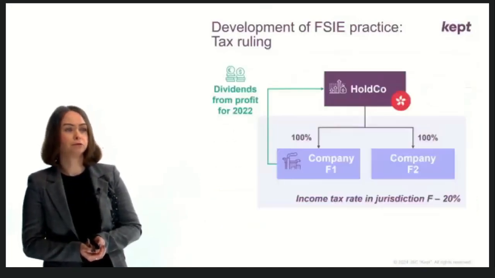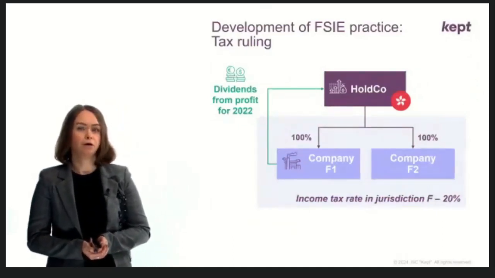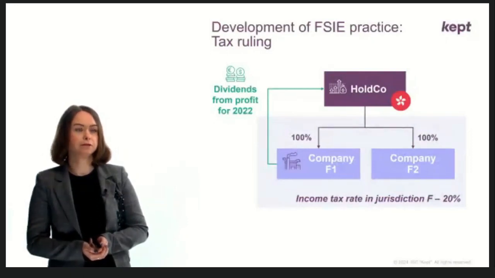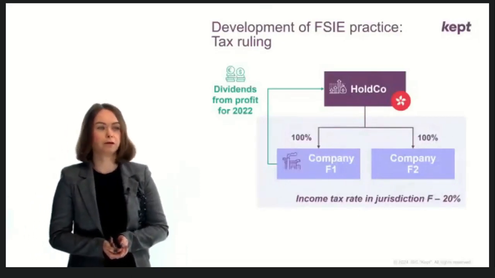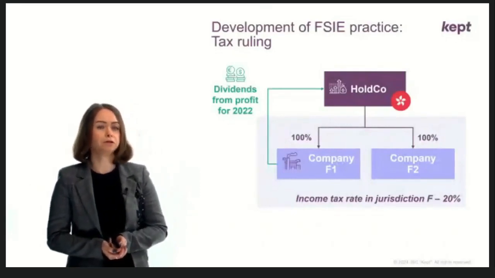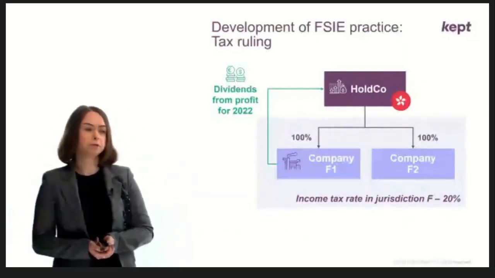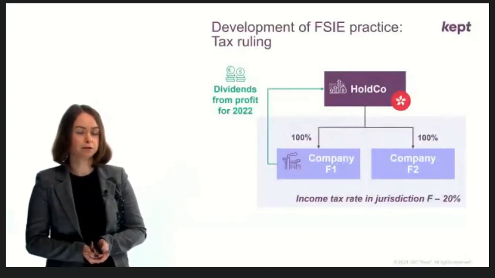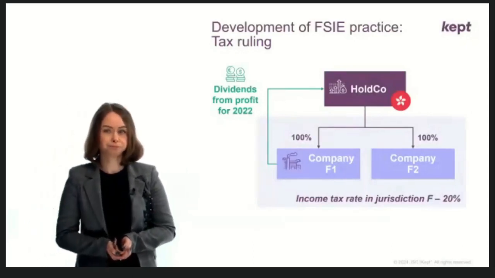In brief, if you look at the background of this situation, the applicant is a holding company incorporated in Hong Kong and carrying on business in Hong Kong. It has 2 subsidiaries located in foreign jurisdiction F, company F1 and company F2. Company F1 is engaged in manufacturing and maintains a factory and performs activity in a special industrial zone. The corporate income tax rate of jurisdiction F is 20%, but company F1 benefits from a 50% exemption from corporate tax. Company F1 paid its corporate income tax for 2022.